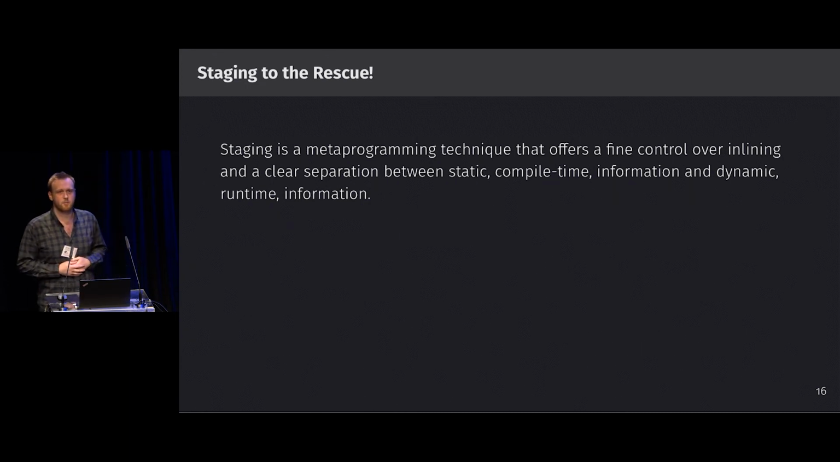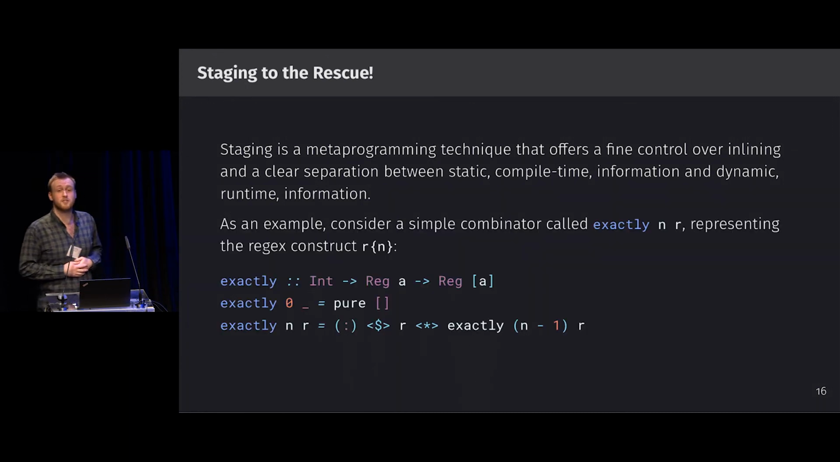So as an example of this, I've not chosen the power example, which is the classic staging example. I've gone with something appropriate to parser combinators. This is the exactly combinator, and it does something exactly n times. And we're going to see, what are the problems with it? How could it be improved?